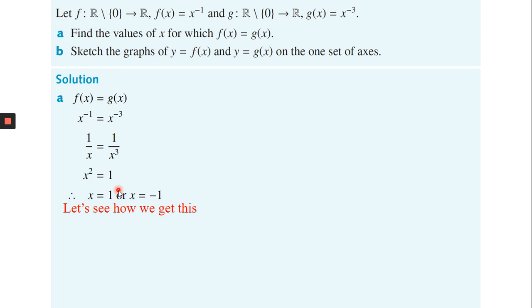Let's see how do we get this? How do we get this? So if we cross multiply here, we get x cubed equals x. Put it equal to 0. Take out x as a factor. So now we've got a difference of two squares there.